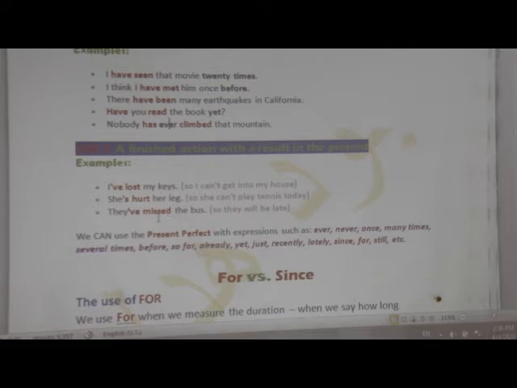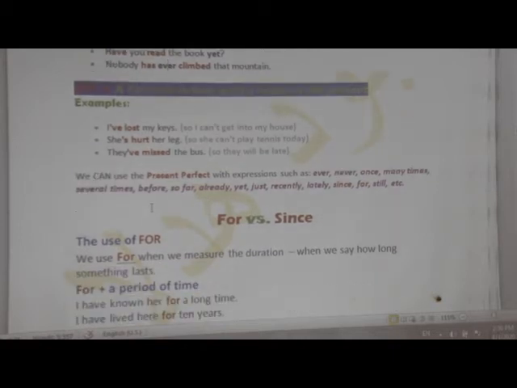They've missed the bus, so they will be late. They've missed the bus, so the result is they will be late. So all the results here are between brackets in order to make the meaning clear for you. So here we use the present perfect to refer to an action that happened in the past but with results at present.